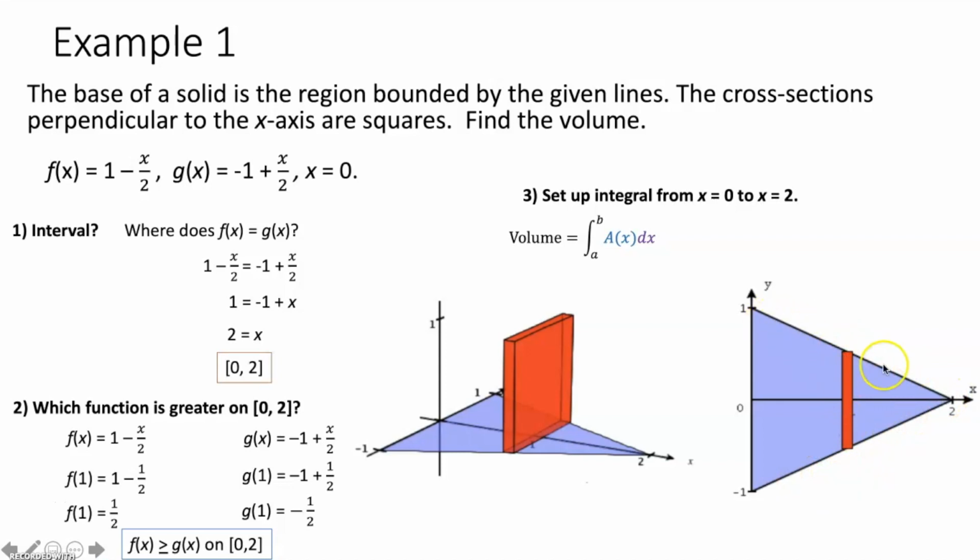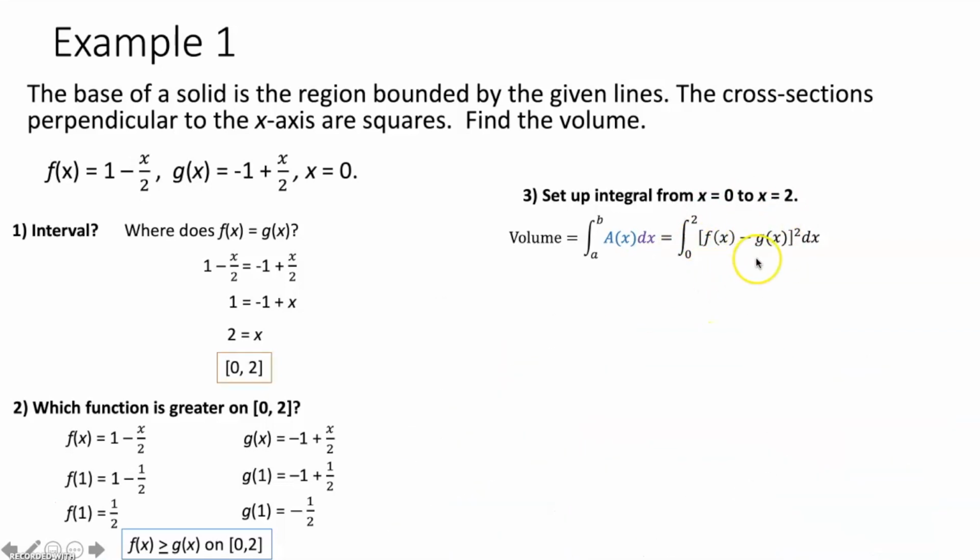So to find that, you would just take f of x and subtract g of x, and that will give you the distance between these two functions. Now, if that's the length of one of the sides, then the area formula for this square here, one of our cross sections, would be f of x minus g of x, the quantity, squared. This will give you the exact volume of that solid that we saw at the beginning.